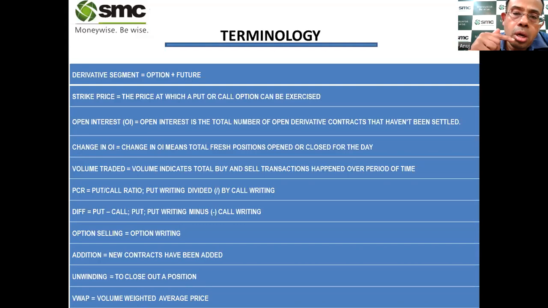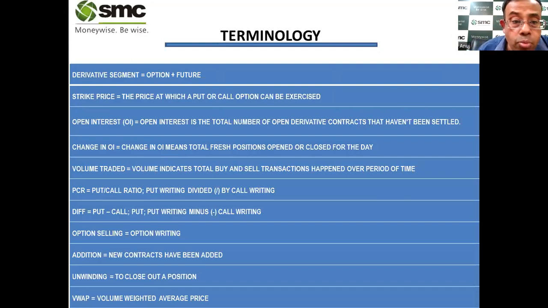Change in OI, or change in open interest, is any fresh position opened or closed today. A fresh position may be on the call side or put side, or on the sell side or buy side, opened or closed for today. We are talking just for intraday purposes. We are not talking in cumulative terms.